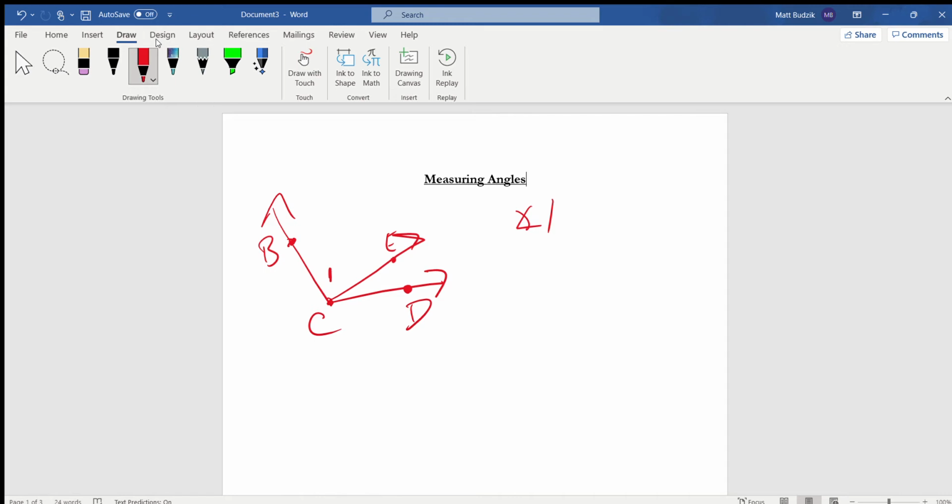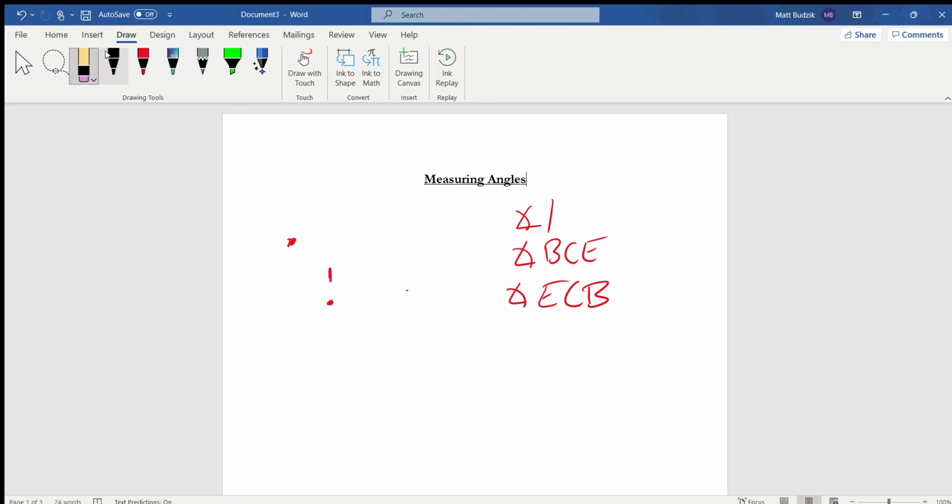So when you see something like this, you want to be more specific and use that 3-point method. So I would call this angle BCE or angle ECB. Again, though, having that vertex point there. Okay, so that's naming angles. That's what we got. All right, let's go ahead on to classifying.